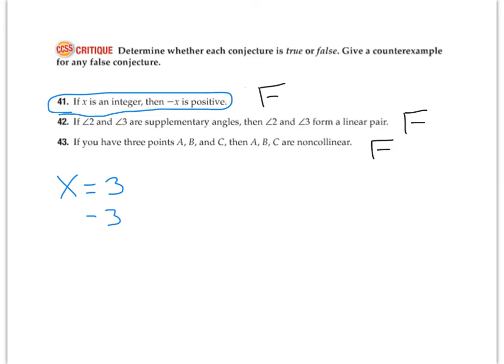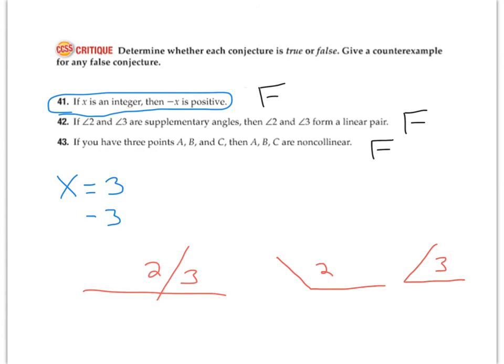We're going to draw a picture. Let me switch colors. I'll do this one in red. If angle 2 and 3 are supplementary angles, then 2 and 3 form a linear pair. Well, it's certainly possible that I have angle 2 and angle 3 that form a linear pair. But it's certainly possible that angle 2 is right here and angle 3 is right here. They add up to 180, but they are not linear pairs.